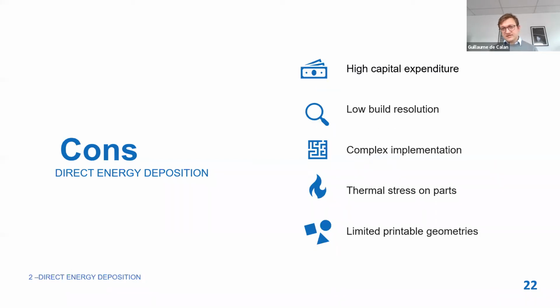On the cons, again, it's a very high capital expenditure. Again, this is schematic because you have a lot of different machines on the market, but it's usually quite low resolution, quite big installation, quite complex implementation, especially if you're using metal powders again. You also have a lot of thermal stress on the part, and in general, the printable geometries are a lot more limited than with selective laser melting.